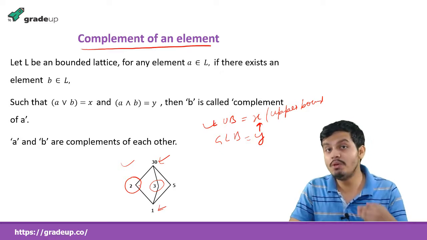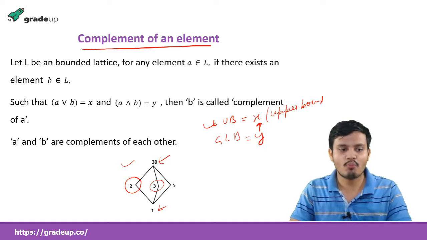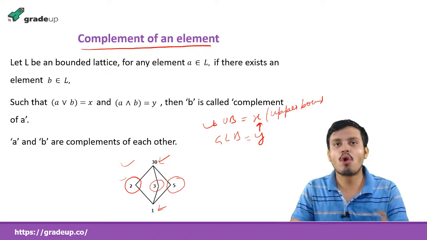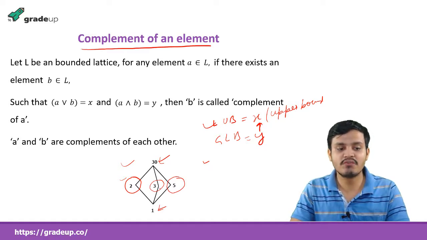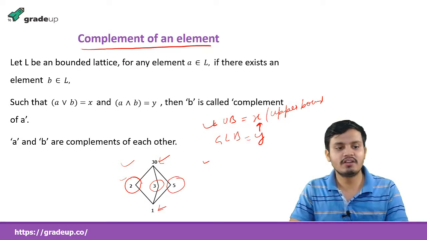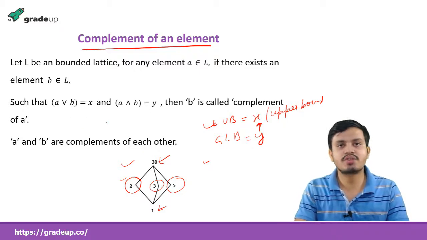Can there be more than one complement for an element? Yes, there can be more complements. For example, for this 2, if you see the 3 or if you see the 5, it is also a complement of 2. So for 2 we got 2 complements which are 3 and 5. Similarly, for 3 there are 2 complements which are 2 and 5. For 5 also there are 2 complements which are 2 and 3. Try it yourself. And this definition is also saying the same thing.